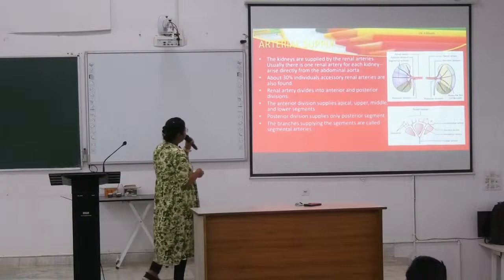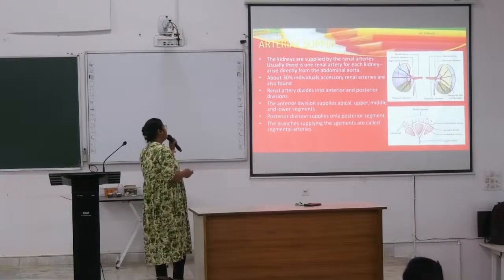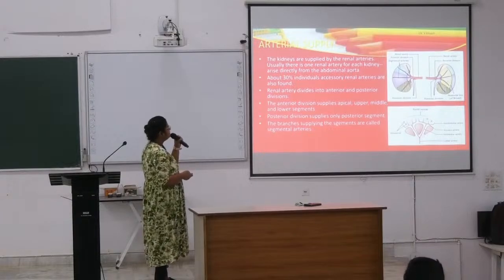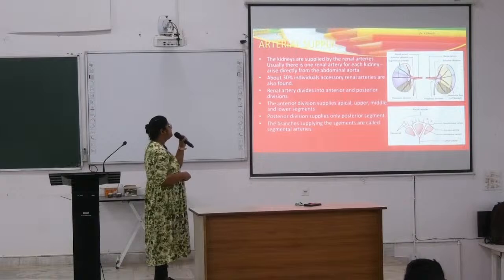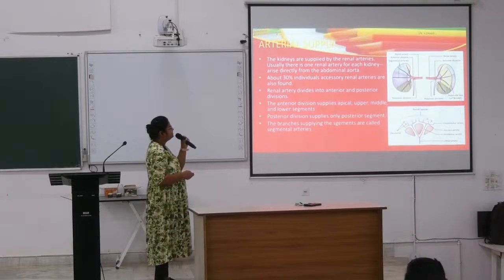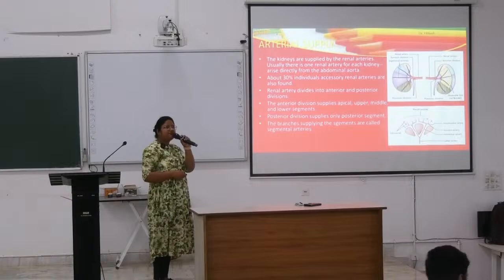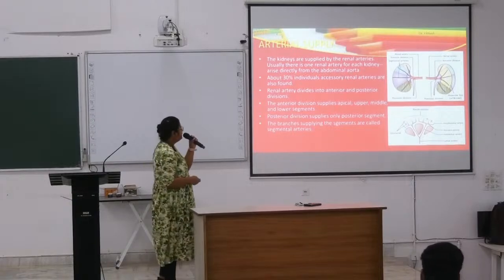So the anterior division supplies the apical, upper, middle and lower segments, and the posterior division supplies only the posterior segment, and the branches supplying the segments are called the segmental arteries. So 5 segments, so 5 segmental arteries are present in each kidney.